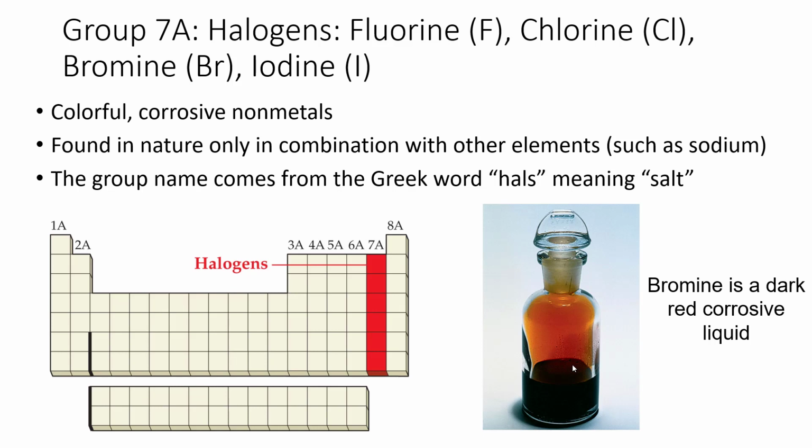The next group we'd like to focus on is group 7A, or group 17, which is our halogens: fluorine, chlorine, bromine, and iodine. So these are colorful, corrosive nonmetals. Bromine again, we can see here, is a liquid, and it has a pretty high vapor pressure. So you can see it's actually in an equilibrium here between gas and liquid, and it has that very deep brown color to it. They are found in nature only in combination with other metals, such as sodium. The group name comes from the Greek word hals, which means salt. So those are our halogens.